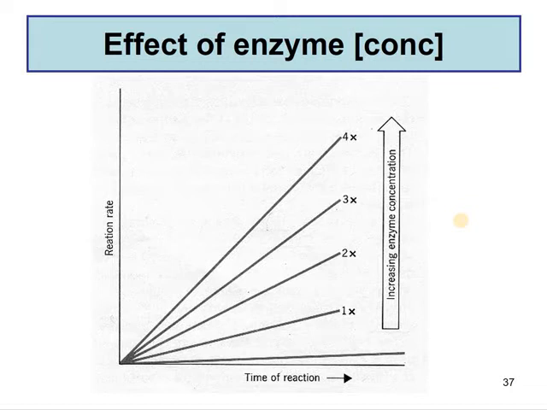Otherwise, if there's less substrate, then the enzyme activity will go down. So I'll repeat this one. The rate of reaction, when there's an increase in enzyme concentration, increases exponentially, and this will only happen if there's a maximum flush of substrate. So there's consistently addition of substrate all the time, and in that way the graph will look like that.